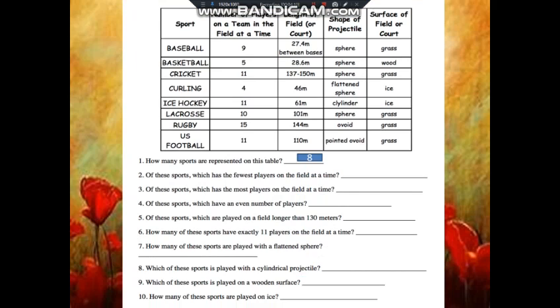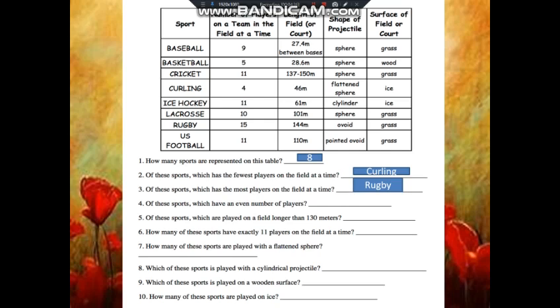Of these sports, which has the fewest players on the field at a time? Fewest player means least number of players, which is the smallest number, 4. And the game is curling. So answer will be curling. Now the next one. Of the sports, which has the most players on the field? Most players means the maximum number. Maximum number is 15. And the sport is rugby.